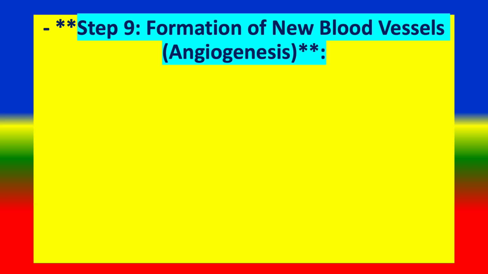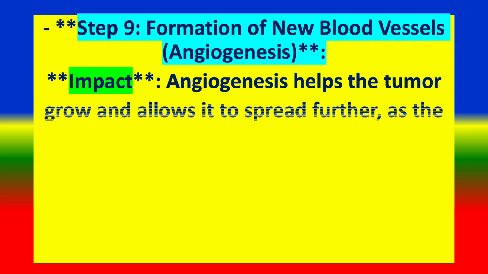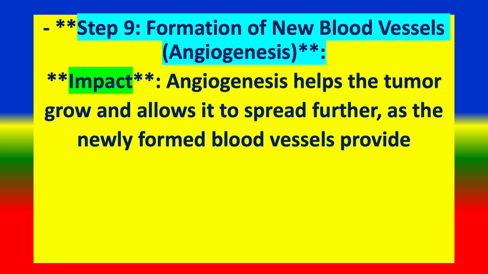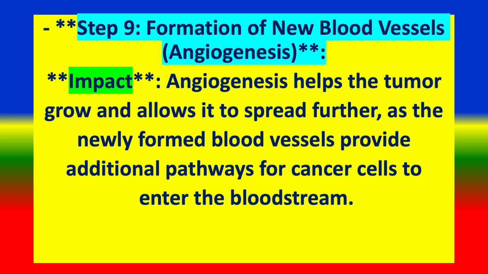Step 9. Formation of new blood vessels. Impact. Angiogenesis helps the tumor grow and allows it to spread further, as the newly formed blood vessels provide pathways for cancer cells to enter the bloodstream.